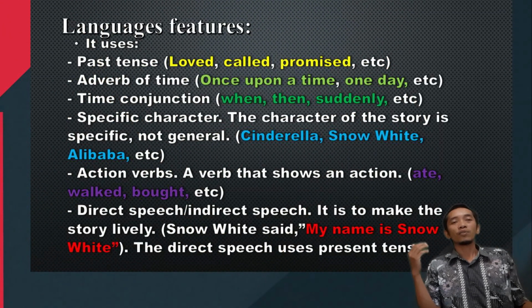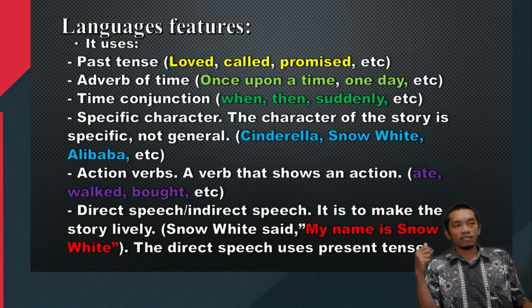Next, language features of narrative text. Narrative text mainly uses past tense. We use past participle: loved, called, promised, and etc. Next one, it uses adverb of time: once upon a time, one day, a long, long time ago, there was a time, and etc. Next one, time conjunction: when, then, suddenly, first, second, finally, and etc.